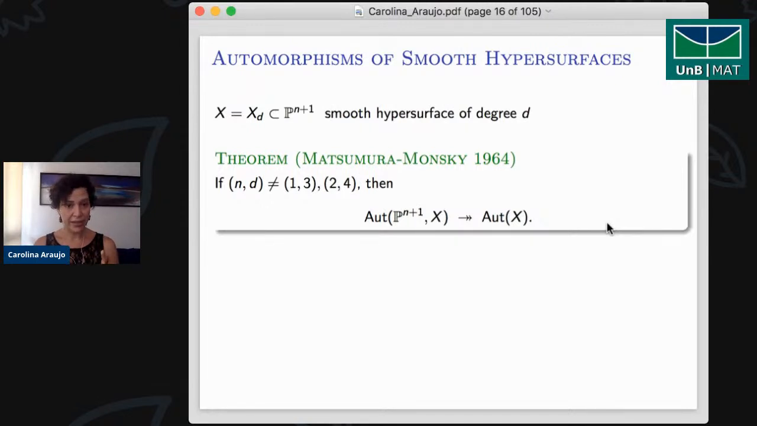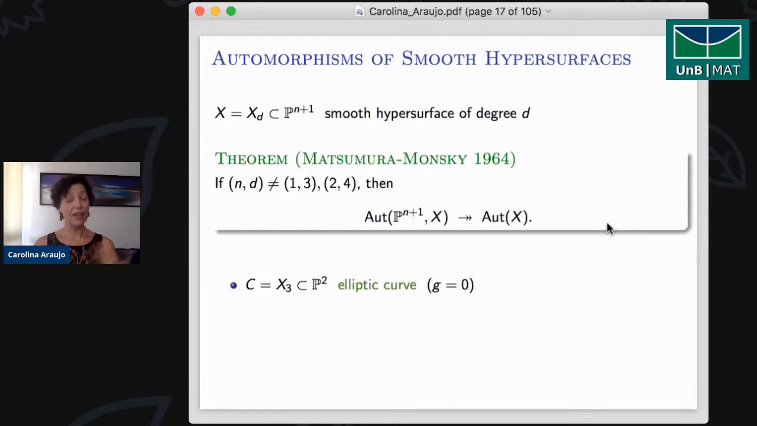So except for two cases, which are n equals 1 and degree 3, so these are plane curves of degree 3, or n equals 2 and d equals 4, so this is a surface of degree 4. Except in these two cases, every automorphism of the smooth hypersurface is given by restriction from a linear automorphism of the ambient space. So this is what I wrote in symbols by writing a surjective homomorphism from the group of automorphisms of the projective space that stabilize X, and the restriction gives you an automorphism of X. Okay, so now let's try to understand these two exceptions.